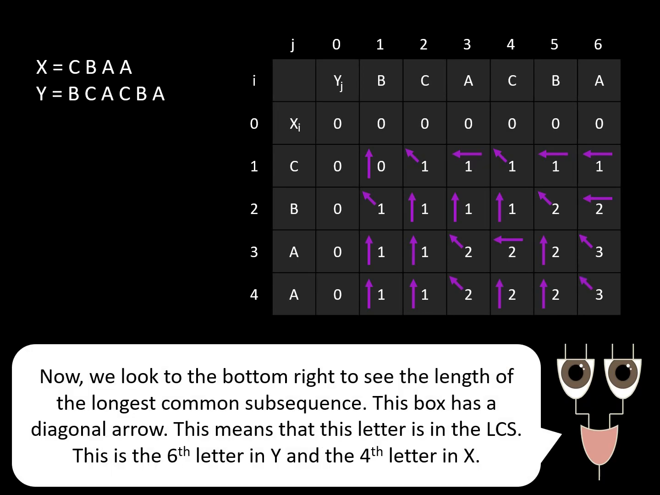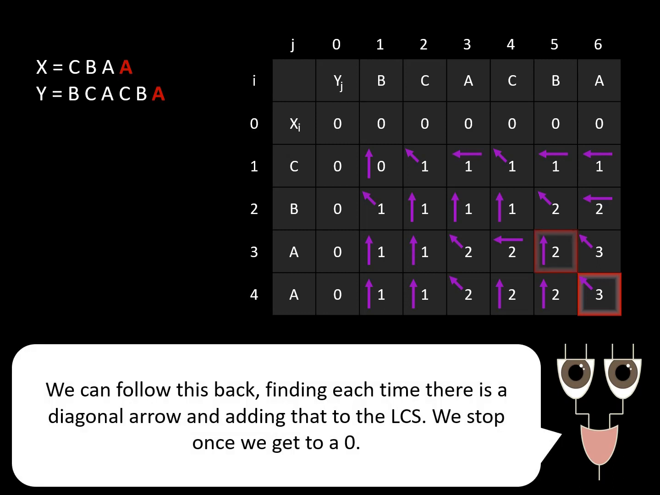Now we look to the bottom right to see the length of the longest common subsequence. This box has a diagonal arrow. This means that this letter is in the LCS. This is the 6th letter in Y and the 4th letter in X. We can follow this back, finding each time there is a diagonal arrow and adding that to the LCS. We stop once we get to a 0.